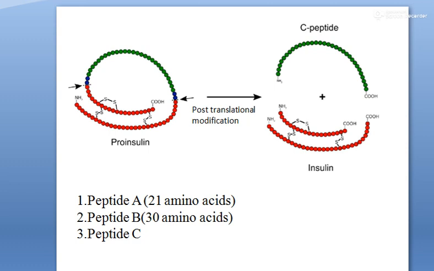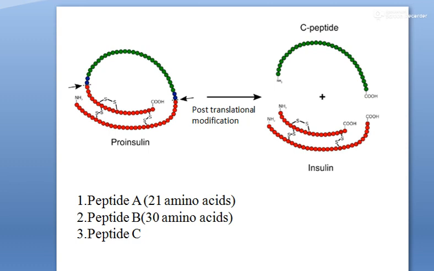Let's see how insulin looks like. Basically, when insulin is produced by the pancreas, it is produced as proinsulin. Proinsulin means it is the inactive form of insulin. So what we need to do? We need to convert those proinsulins into insulin, right?